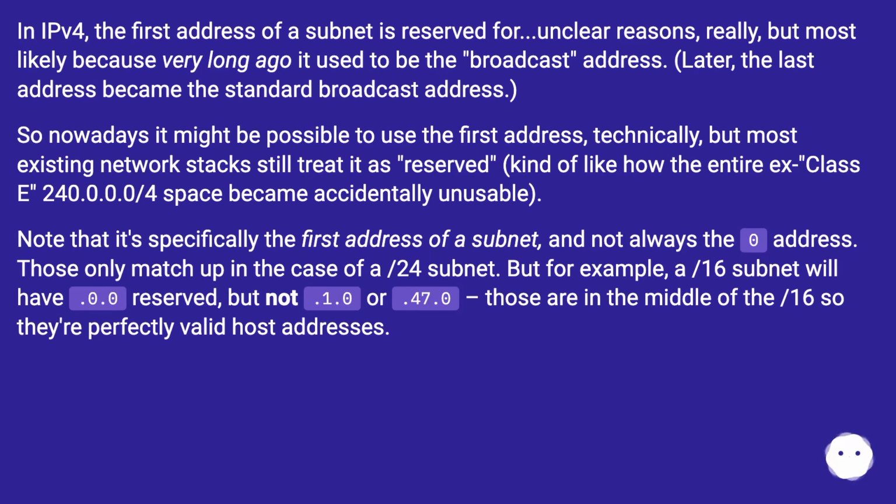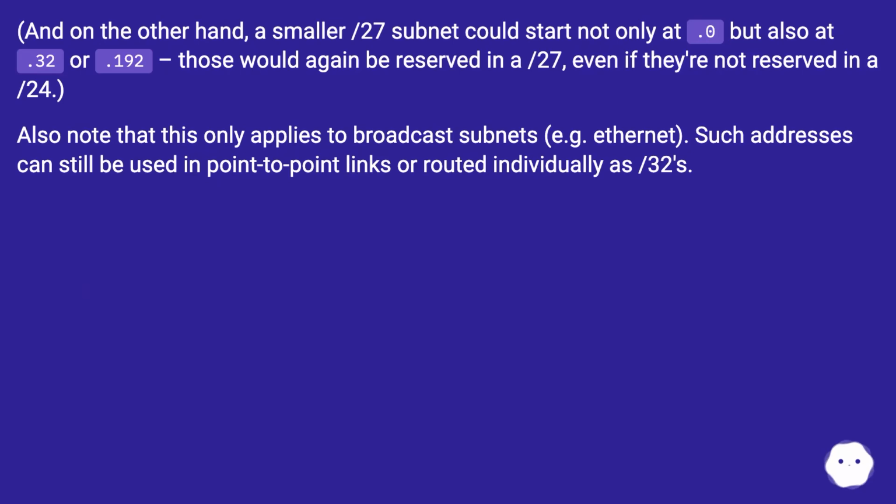Note that it's specifically the first address of a subnet, and not always the 0 address. Those only match up in the case of a /24 subnet. But for example, a /16 subnet will have .0.0 reserved, but not .1.0 or .47.0, those are in the middle of the /16, so they're perfectly valid host addresses. And on the other hand, a smaller /27 subnet could start not only at .0 but also at .32 or .192, those would again be reserved in a /27, even if they're not reserved in a /24.